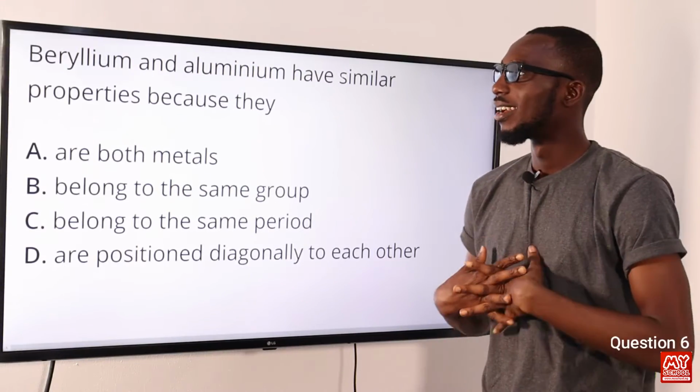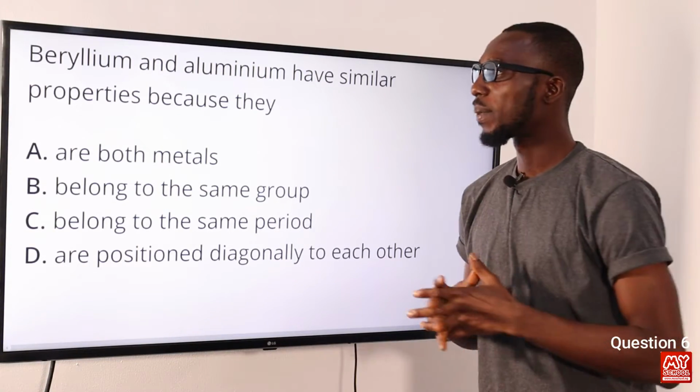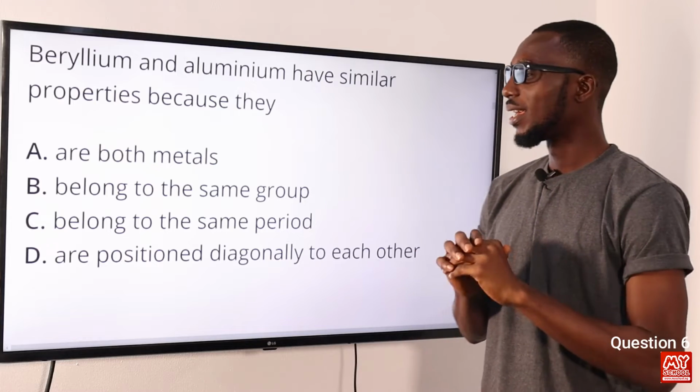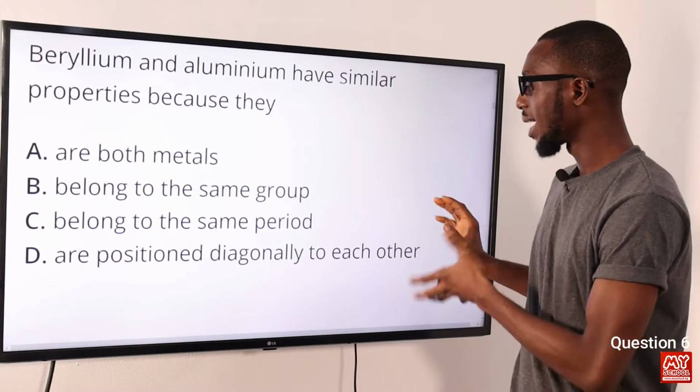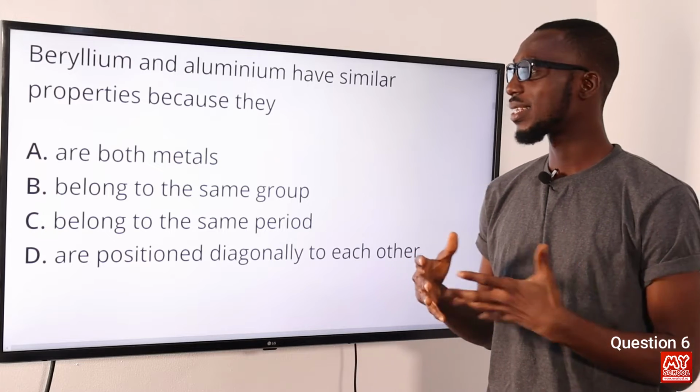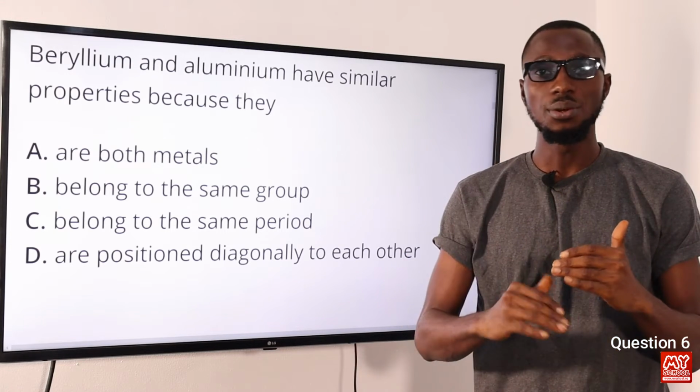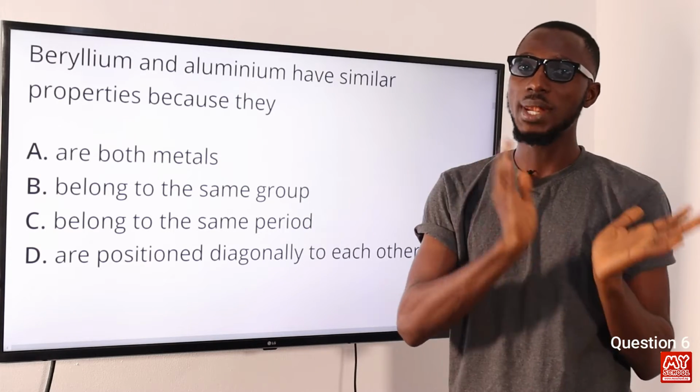Question 6. Beryllium and aluminium have similar properties because what? The most viable answer here is because they are positioned diagonally to each other. You know, metallic character increases down the group and decreases across the period from left to right.